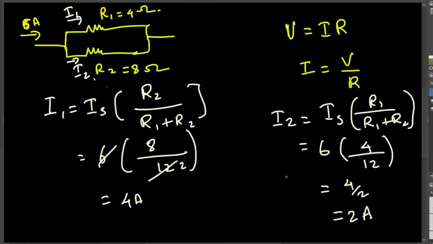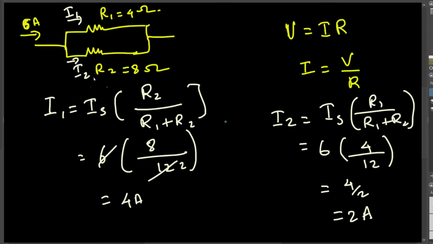And instead of doing this, you can also directly find this one using KCL. KCL says whatever current is going in is equal to what is going out. So if 4 ampere is going through this, then you know the rest of it has to go through this. So you can directly find it using KCL as well.